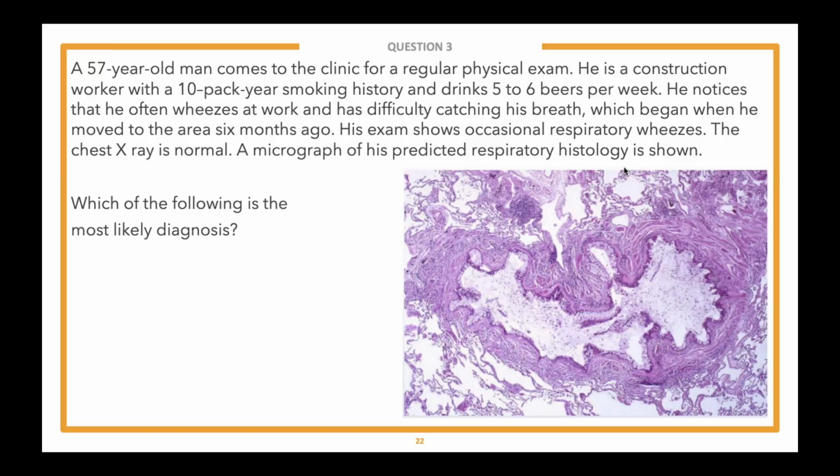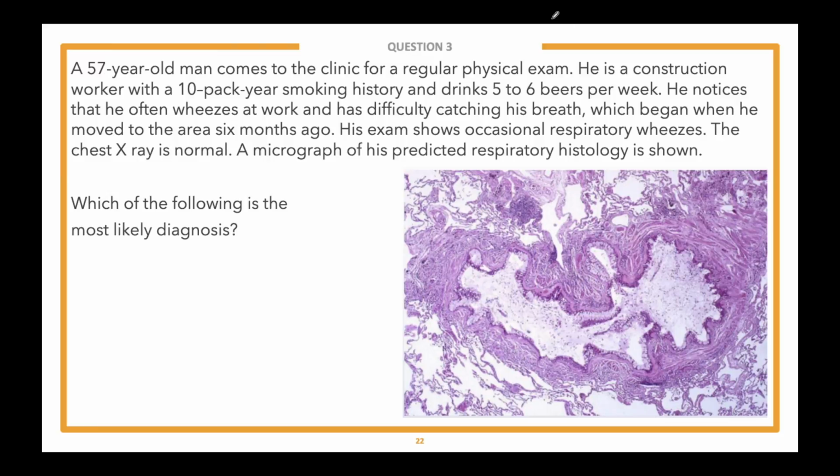A micrograph of his predicted respiratory histology is shown. I'll give all of you a few seconds to take a look at that image. And once again, which of the following is the most likely diagnosis? I want all of you to start thinking about the important clues in the vignette and lead-in as I hand it off to Paris. Thank you, Sean.